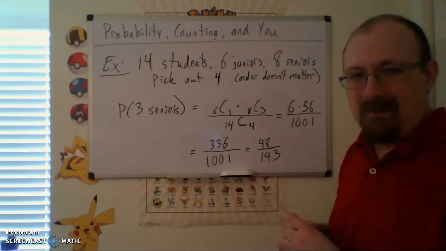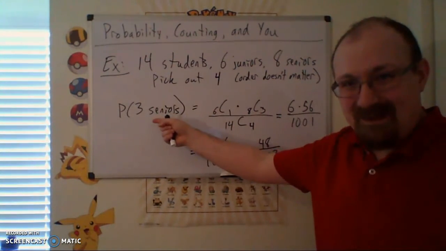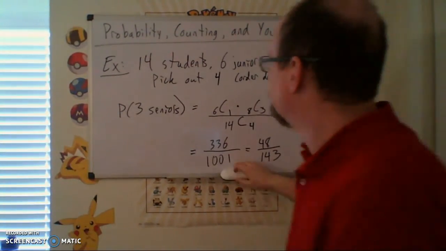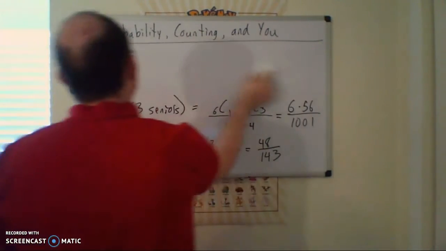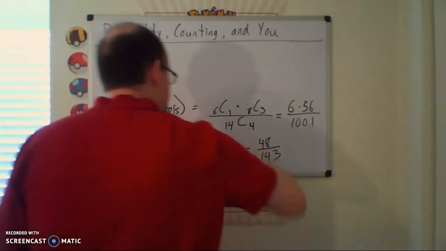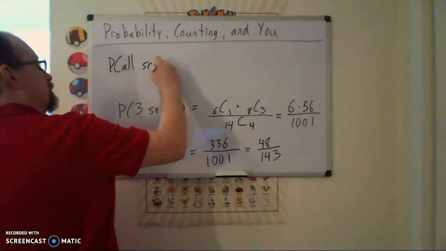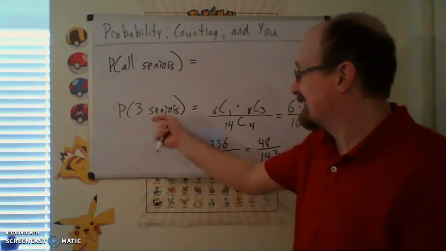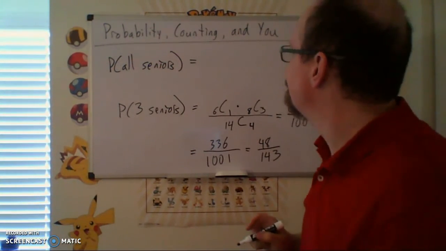We got to dig in a little bit because at least 3 seniors, this is a possibility. We could also have a group that's entirely seniors, right? So I'm going to do that up here. So we've got kind of 2 separate cases. Exactly 3, all 4 of the people in the group being seniors.